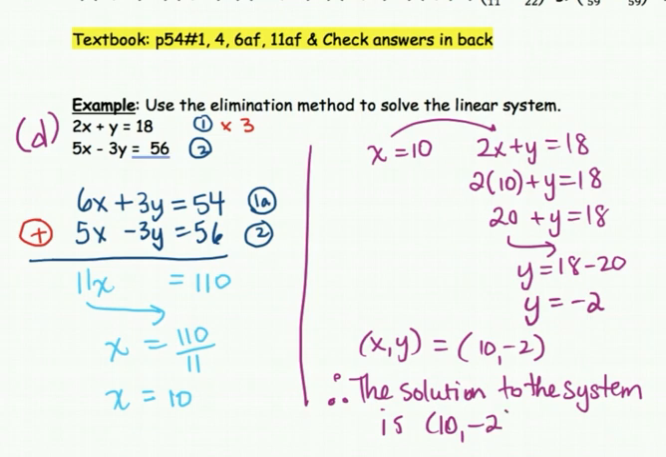So the solution to the system is 10, negative 2. Again, pay attention to the instructions. It says here, use the elimination method to solve the linear system. Whenever you see that, solve the linear system, you know that your final statement has to be, the solution to the system is 10, negative 2. You're solving these equations here in order to find the solution here. That's the only time that you should be writing this type of final statement, the solution to the system. I don't want to see it in other places.